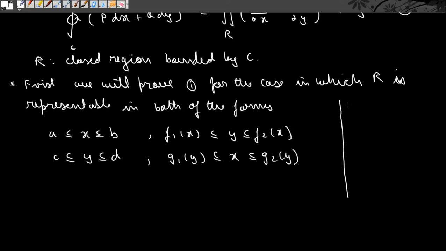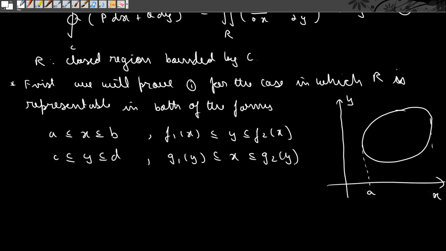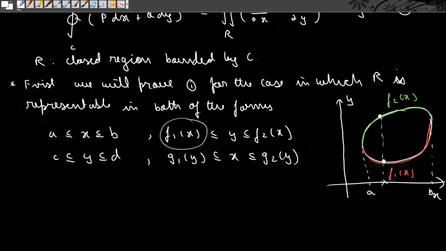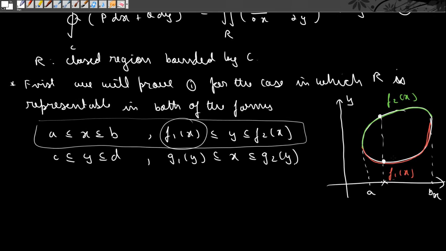If you have a curve which looks something like this, a simple closed curve, then I define this as point A and this as point B. The function which represents the lower part of the curve is f1(x), and the upper part is f2(x). For every x, y begins at f1(x) and goes up to f2(x). This is one way of representing the region, which has all possible values of y ranging in this region for every value of x. That is what this inequality means.